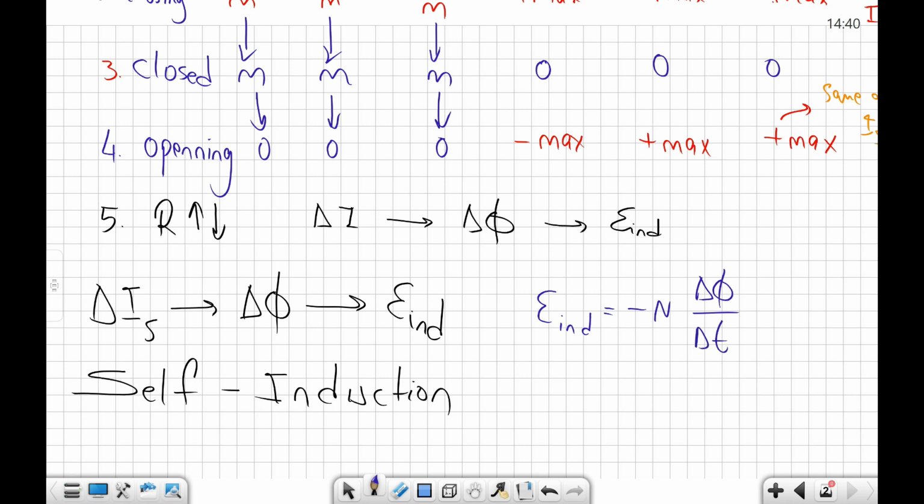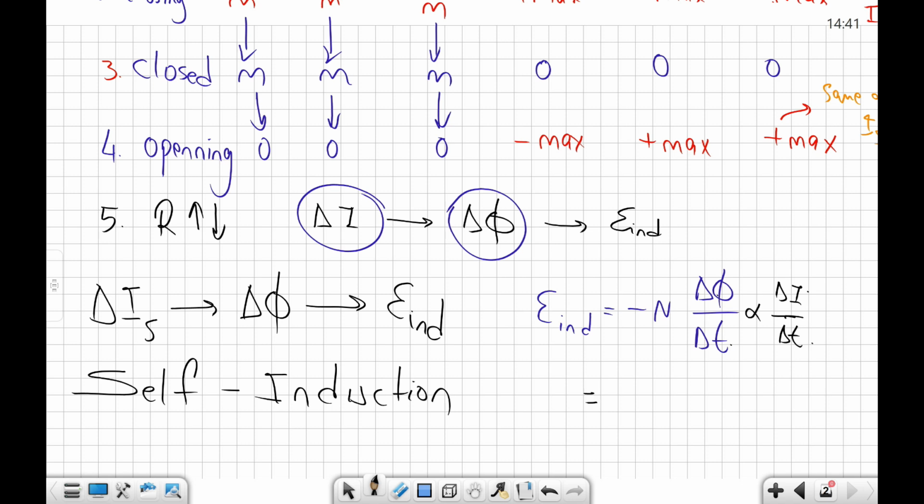So the faster I change the flux, the more EMF I get. Change in flux in this particular example depends on the change in the current. So if I change the current multiple times a second, I will get the same multiple times of change of flux. So the change in the flux depends on the change of the current. But their numbers are not equal because their units are not equal either. This is Weber per second, this is ampere per second.